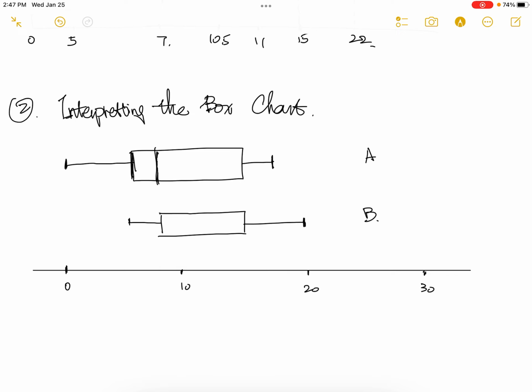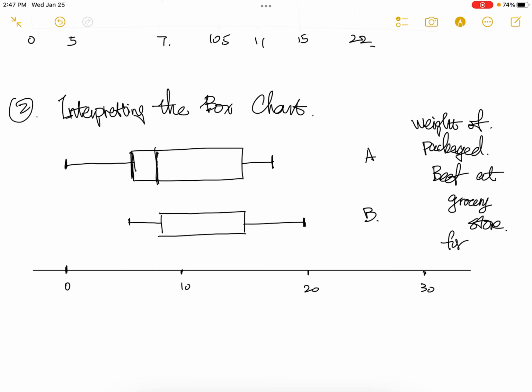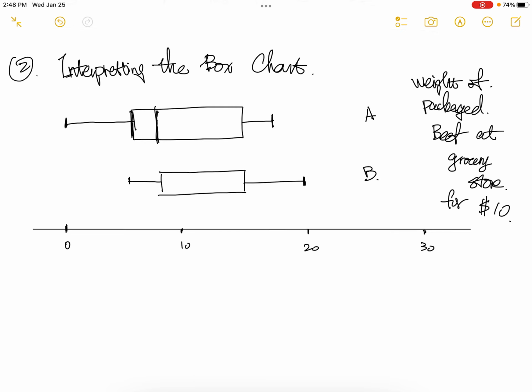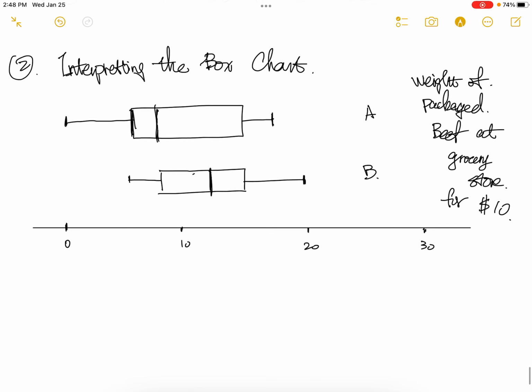Let's say this represents the weight of packaged beef at grocery store for $10, let's say. So now you can see here, interpreting the box charts, oh, I missed one thing here. So let's say this one, the median is here. So interpreting the box chart.